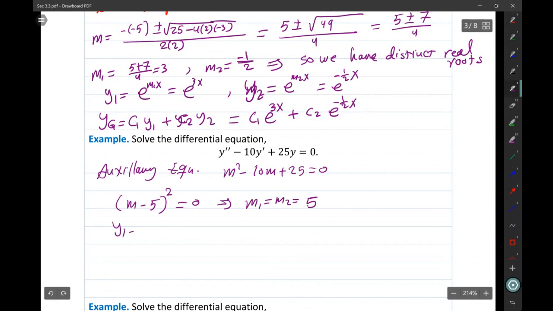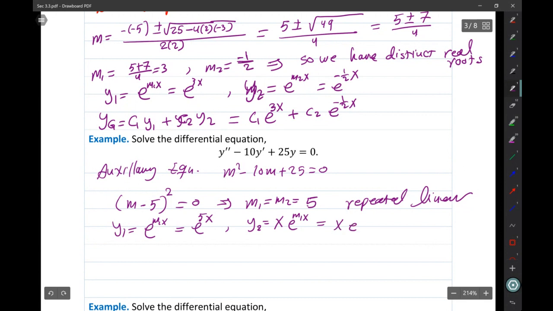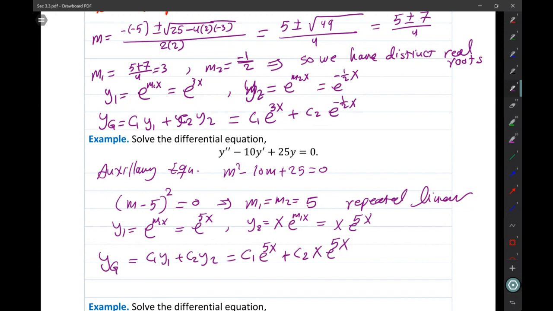So now the general solution: here we have a repeated root. y1 equals e to the power m1x, which is e to the power 5x, and y2 equals x e to the power m1x, which is x e to the power 5x. So the general solution yg is c1 y1 plus c2 y2, which is c1 e to the power 5x plus c2 x e to the power 5x. And that's all.